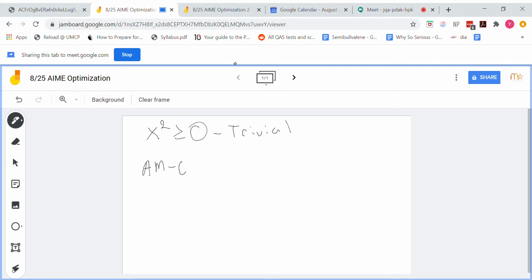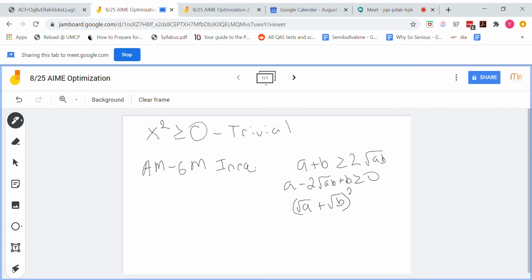So we have a version of the AM-GM inequality, which states that a squared plus b squared is at least 2ab. Or, it's more commonly written that a plus b is at least 2 times the square root of ab. We can prove this using the trivial inequality, because if we rearrange, we get a minus 2 square root of ab plus b is at least 0, and we can rewrite this as (square root of a plus square root of b) squared is at least 0. And this is true by the trivial inequality.